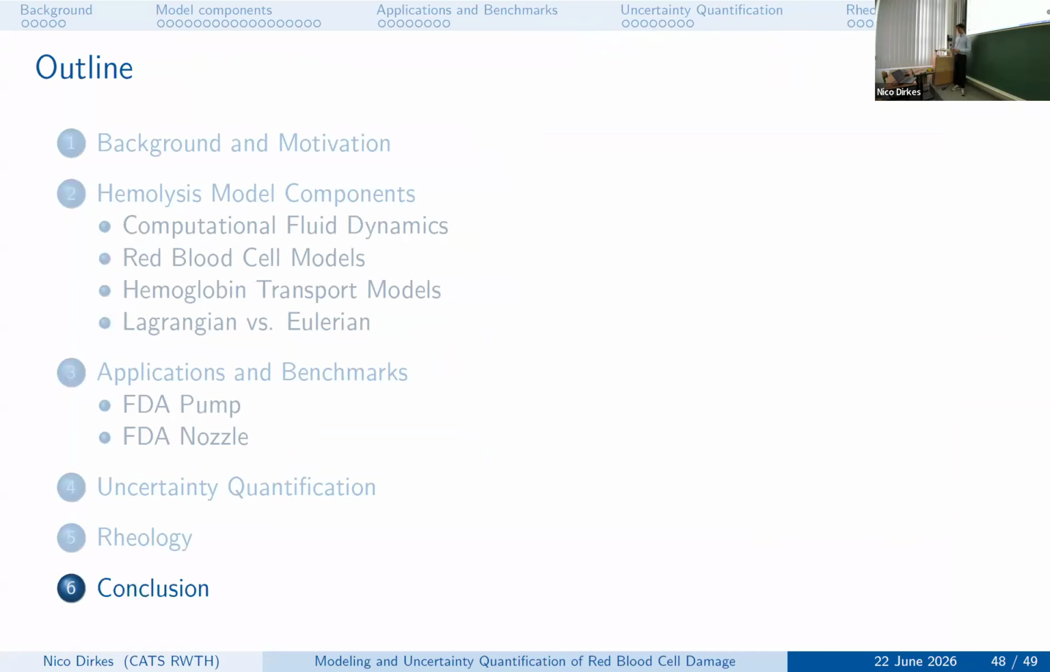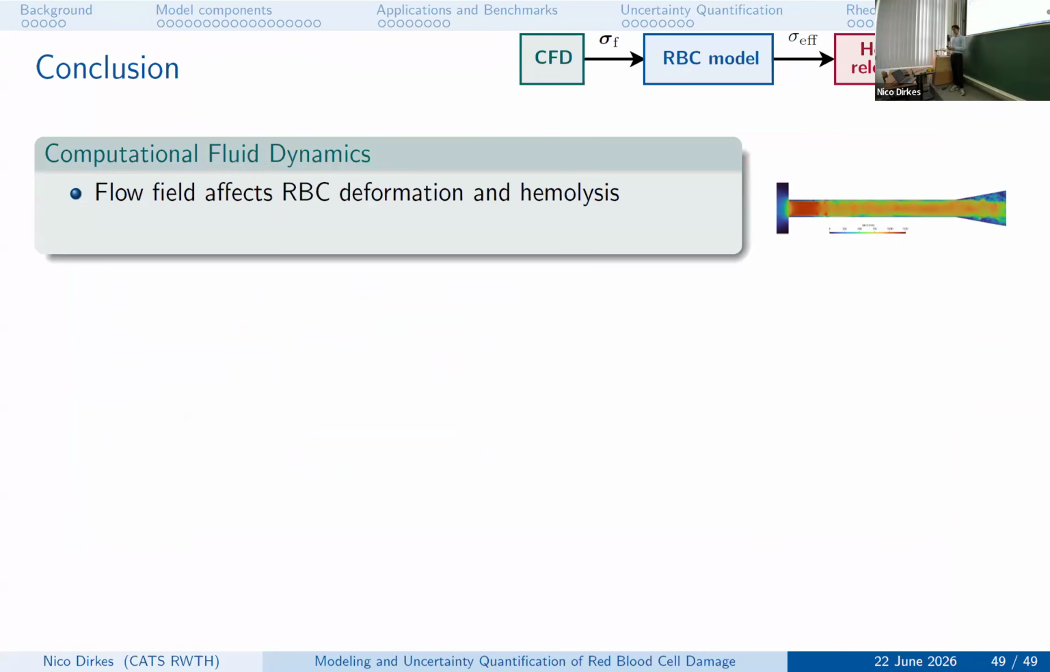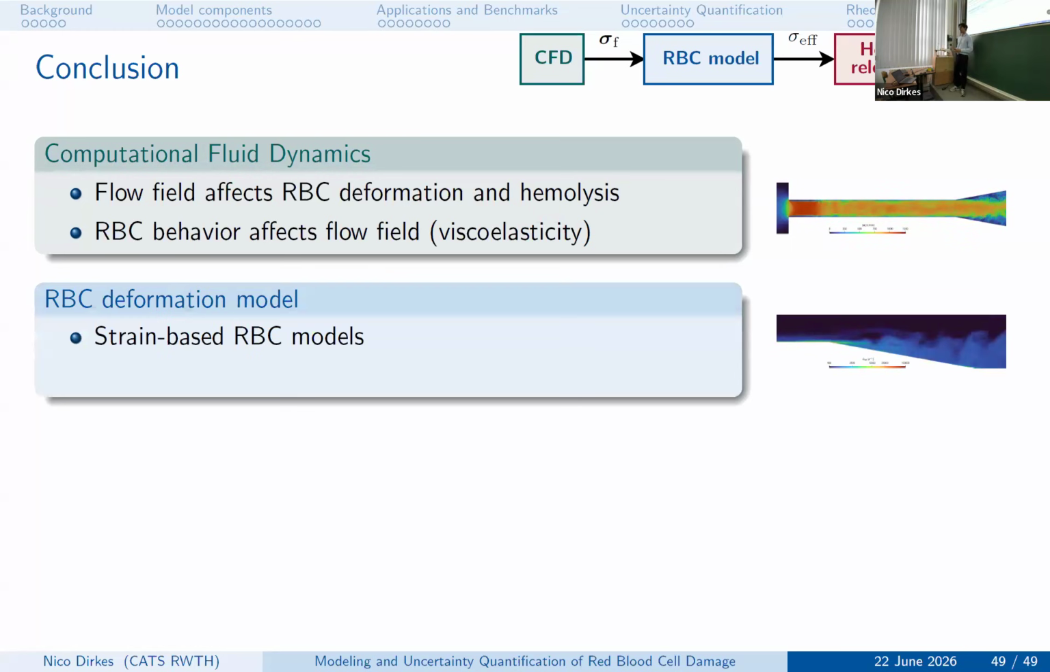Okay, so to come to an end and to sum up the different parts, I first talked about CFD, and CFD is always the basis for all of these models because the flow field is the driving force of hemolysis, and the flow field really governs how the red blood cells deform. And in the end now, I also showed you how we can do the inverse direction. So how the red blood cell behavior also can affect the flow field through viscoelastic models.